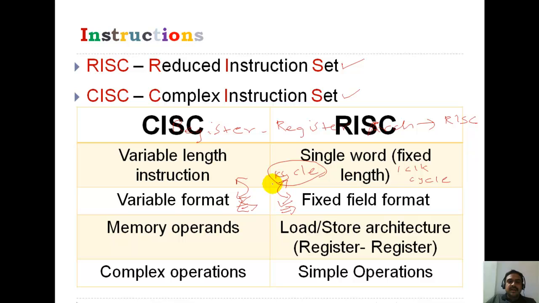Now if you take CISC, a lot of instructions will be based on memory operands, whereas if you take RISC, it will be more of a load store architecture. Here in CISC, one of the advantages we have is complex operations can be performed using a single instruction. Whereas in RISC, a complex operation cannot be performed in a single instruction, but has to be a combination of multiple instructions. So what does it indirectly indicate? In CISC, the code density will be less, or the code length will be less compared to RISC. That is what it is indirectly stating.